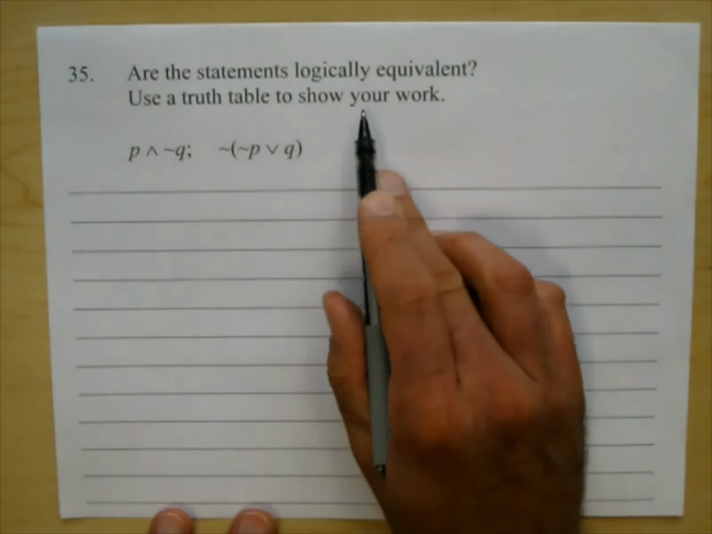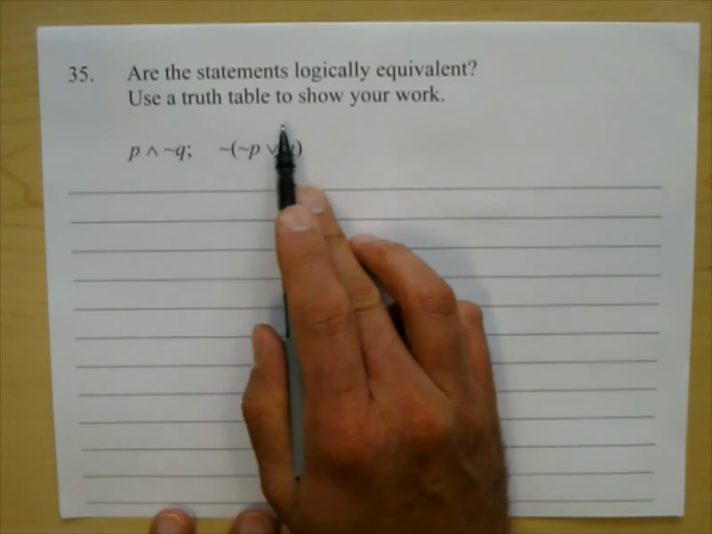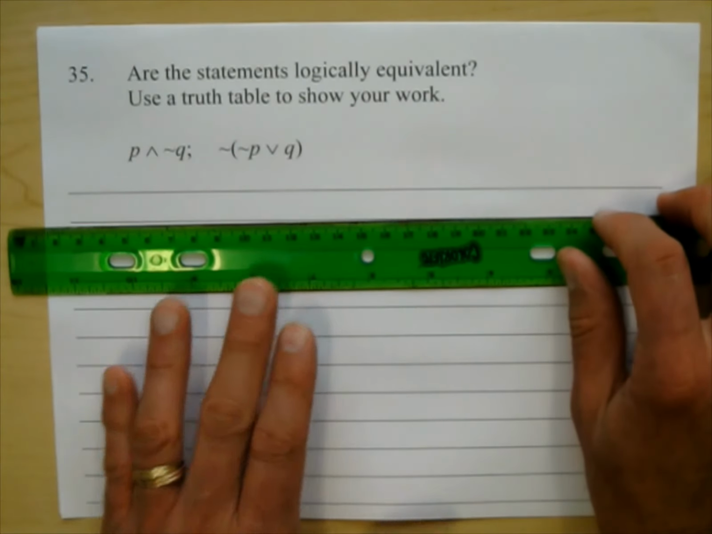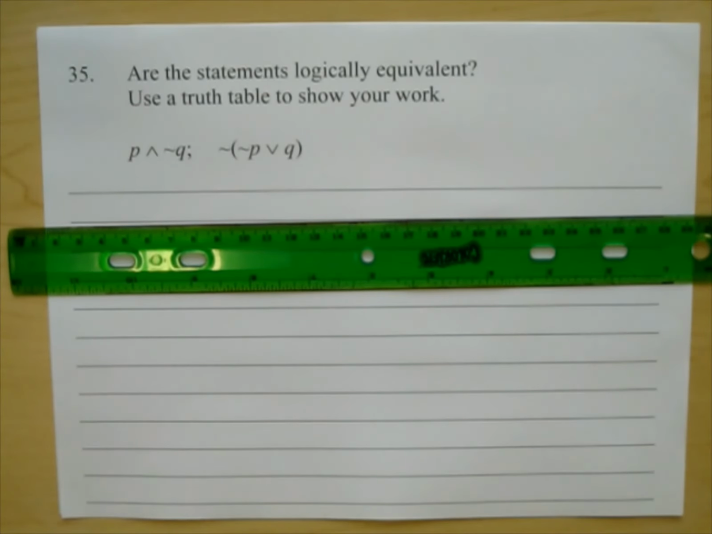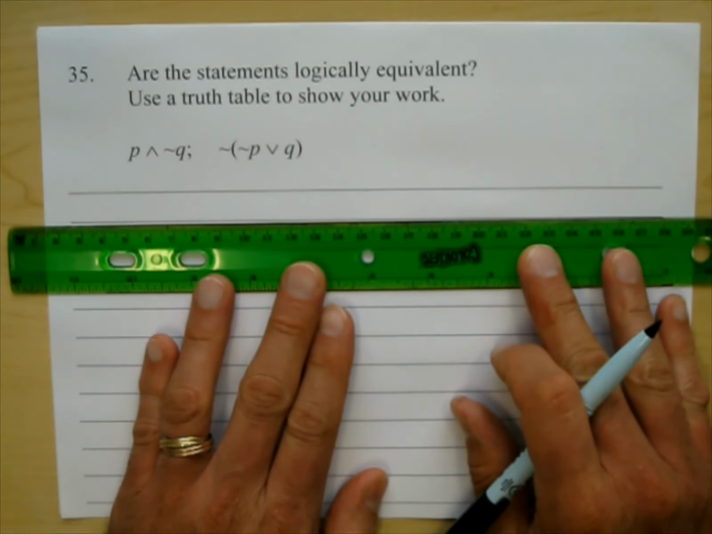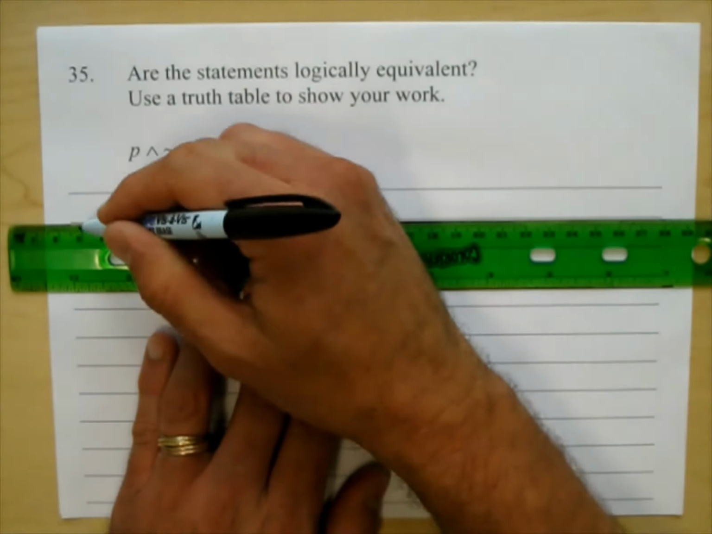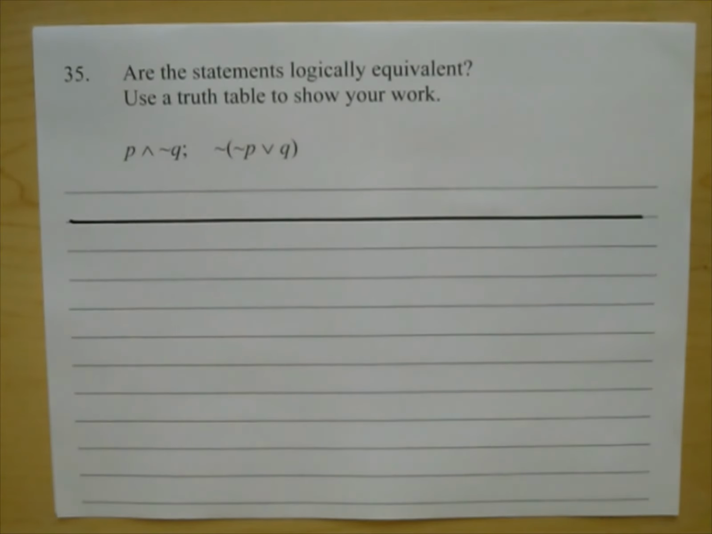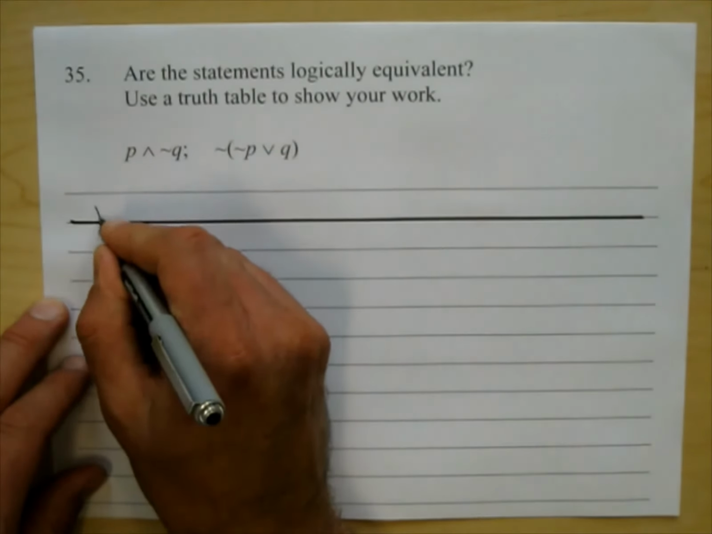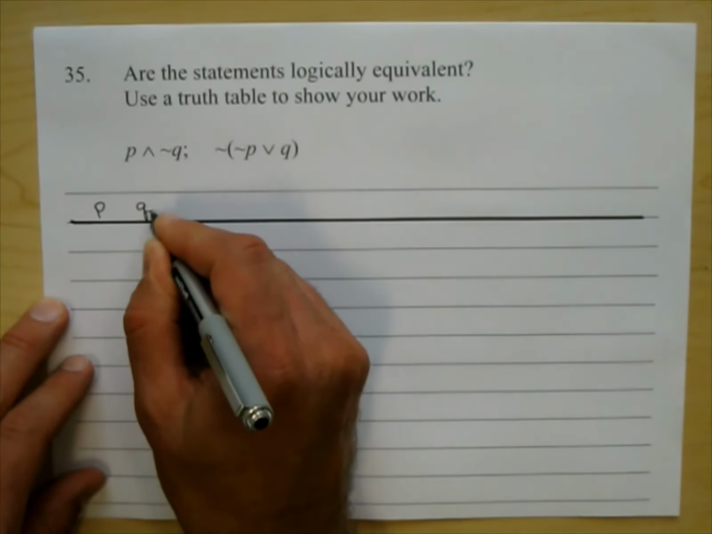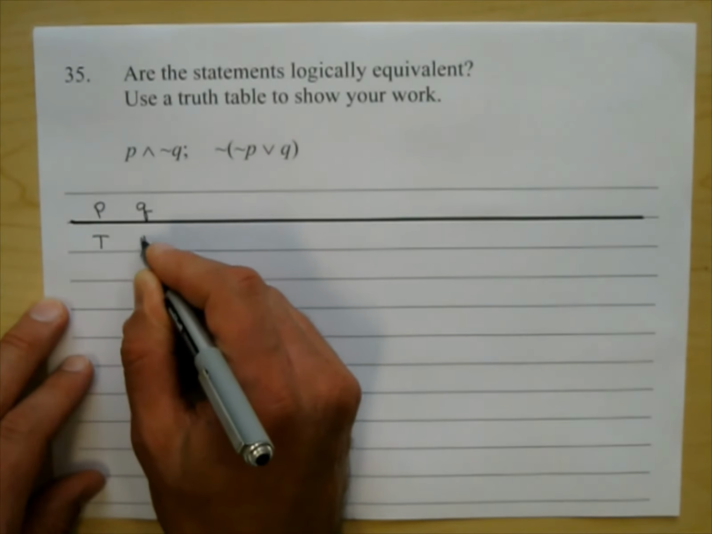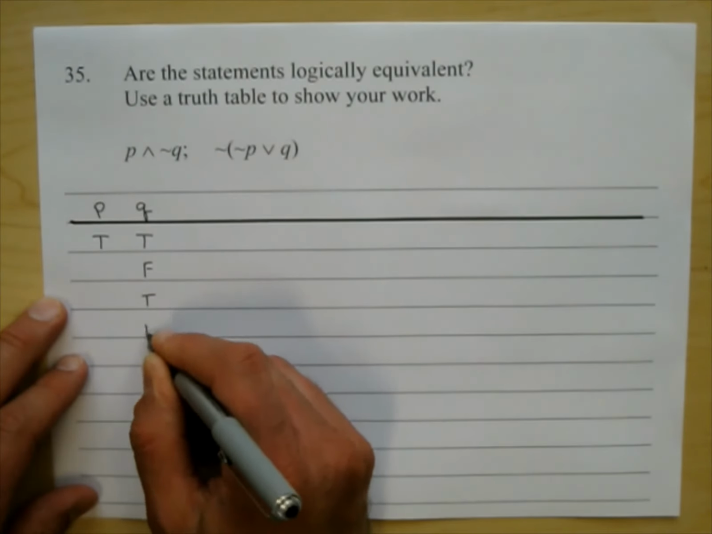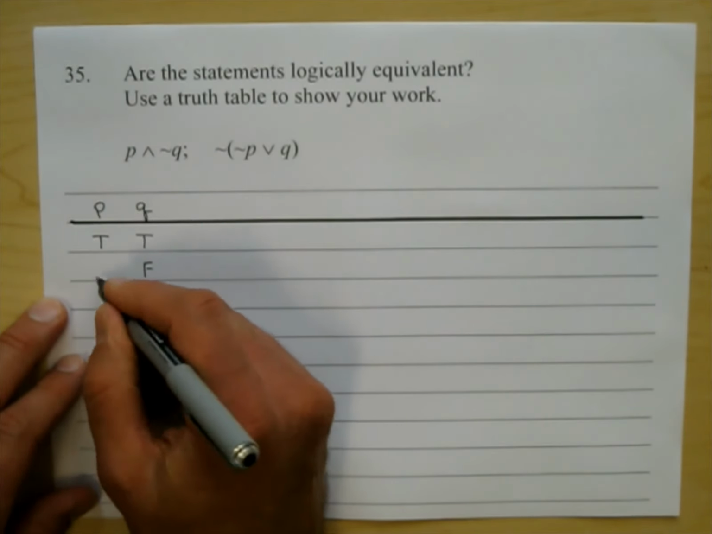Are the statements logically equivalent? Use a truth table to show your work. So what we want to do is we want to put both of those statements on the same truth table to see if they are logically equivalent. Now, how many different letters do I see? I see 2 different letters. So I'm going to write column P and column Q. And we start off with the same thing we always start off with, true, true. This one alternates by 1. And column P alternates by 2.